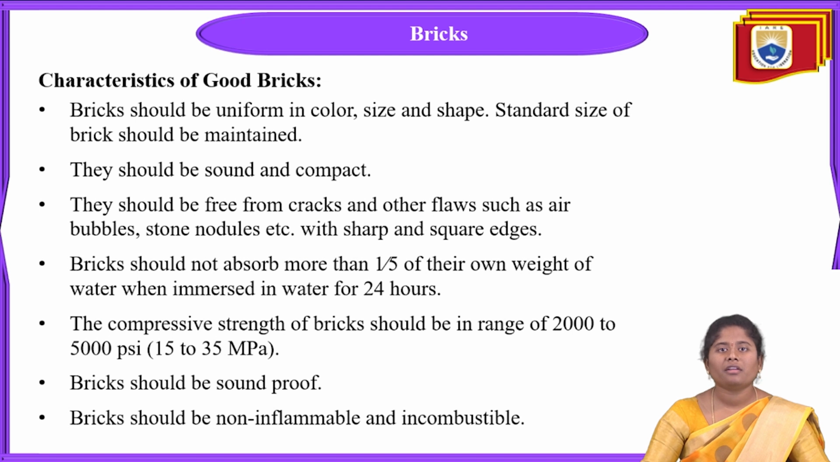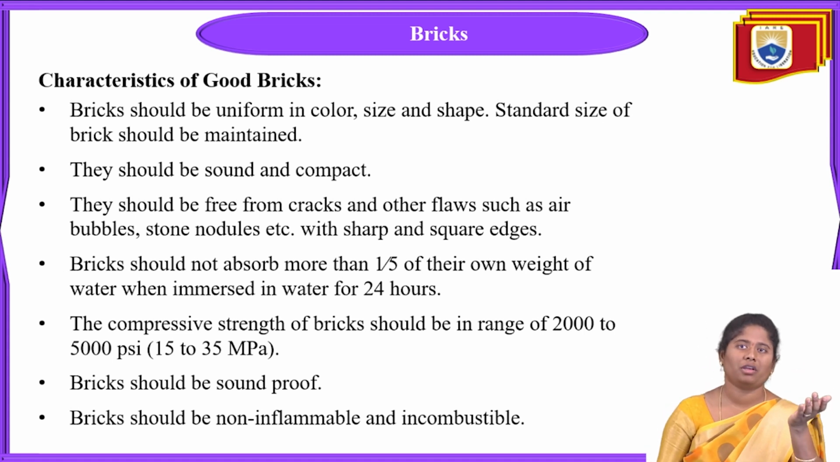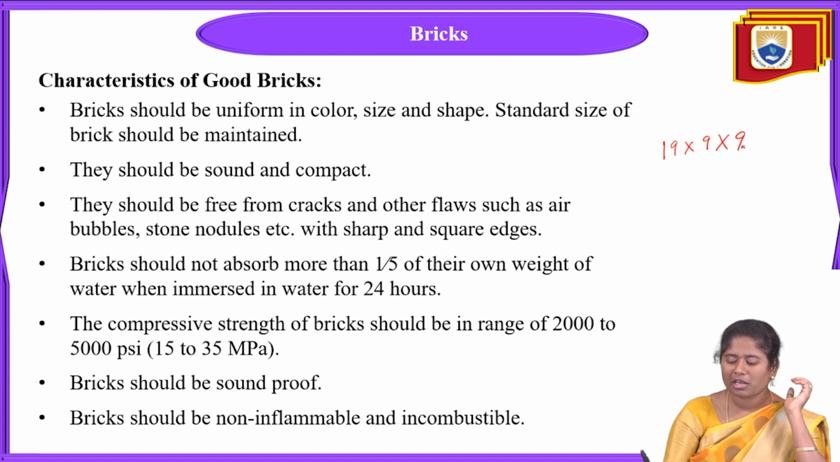Next one, characteristics of good bricks. In these characteristics, we look at how our brick should be: what is the shape, what is the color, what is the size, how we want our good brick. These are the characteristics we are going to follow for good bricks. First, bricks should be uniform in color, size and also shape. I already told you the size of the brick is 19 by 9 by 9 centimeter. This is the standard size of this brick.